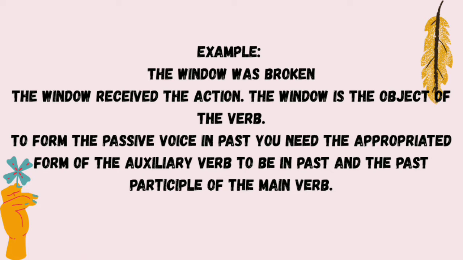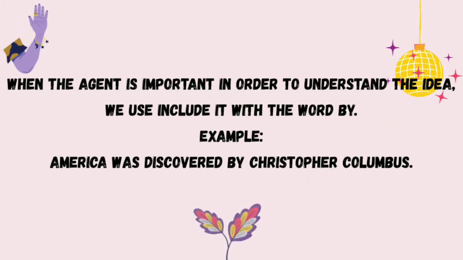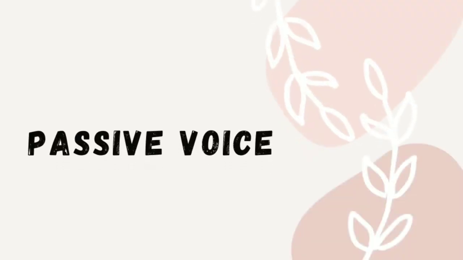To form the passive voice in the past, you need the appropriate form of the auxiliary verb to be in the past and the past participle of the main verb. When the agent is important in order to understand the idea, we include it with the word by. Example: America was discovered by Christopher Columbus. What is the passive voice?